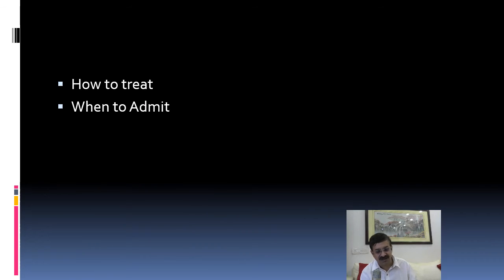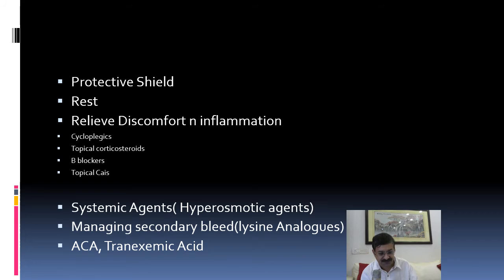How to treat and when to admit. What is important here is, if you see a hyphema which is more than a microscopic hyphema, so it could be a grade 1 hyphema through grade 4 hyphema, anything, if it's a child, he needs to be admitted.